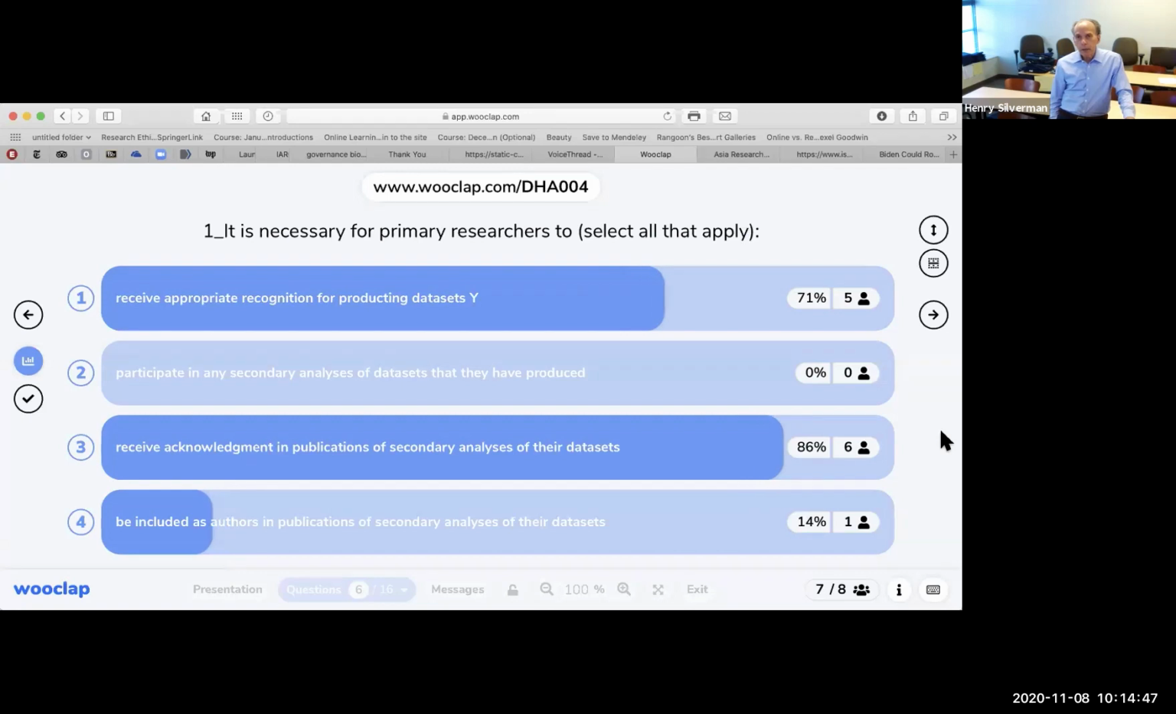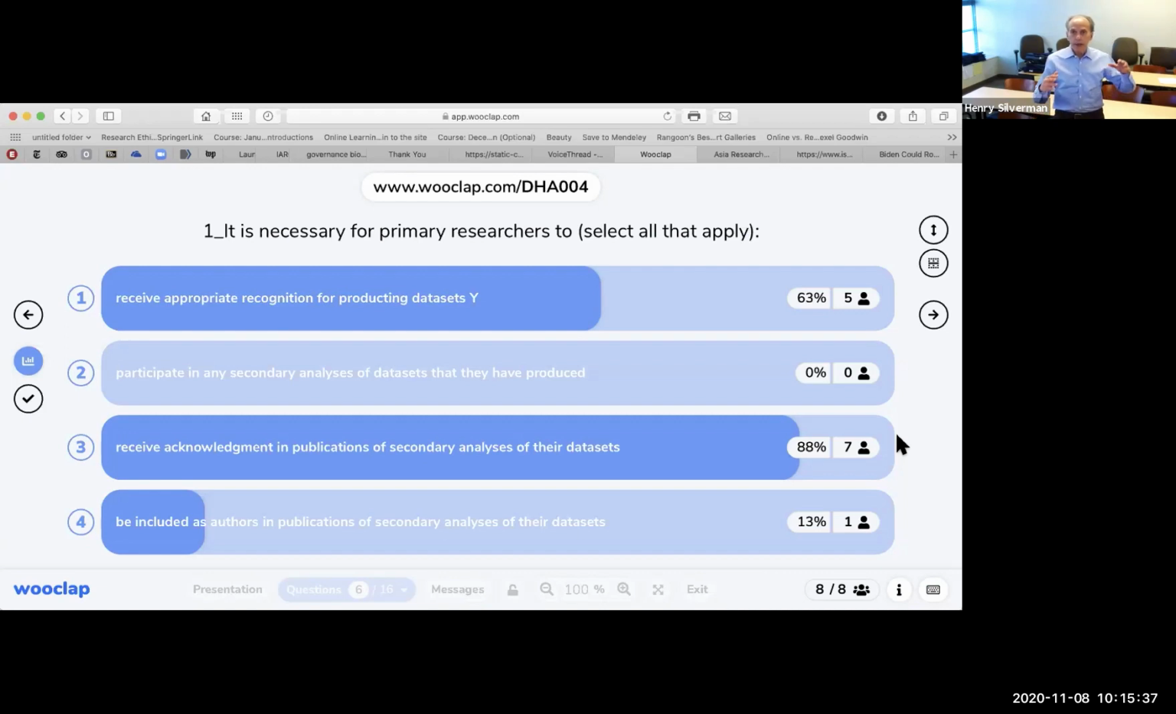They do not necessarily need to be included as authors unless they participate actively in the secondary research itself. But usually, if they just share the data sets, then they should be acknowledged. Journals now require authors to disclose what would be the process of sharing their data with anybody else who wants to have access to the data.